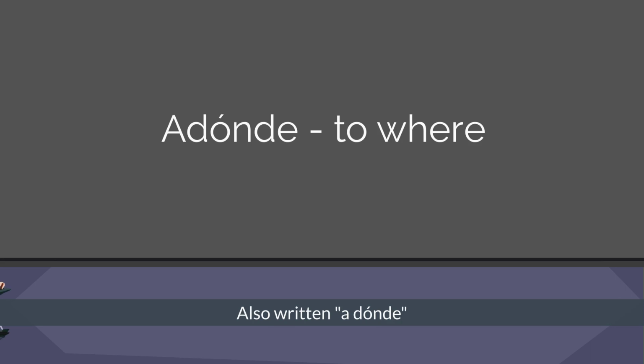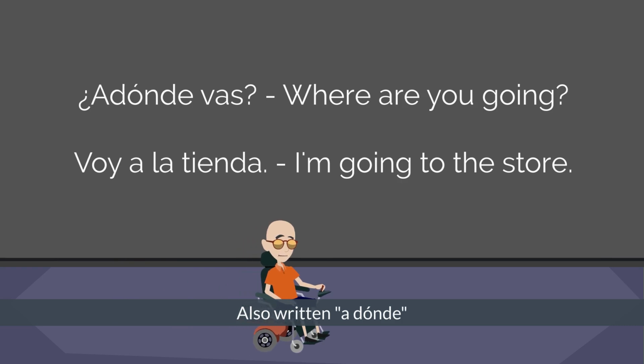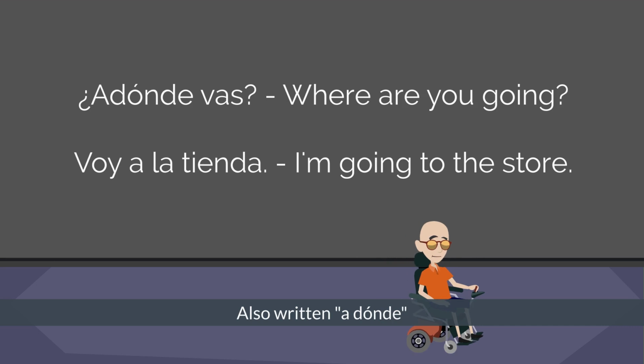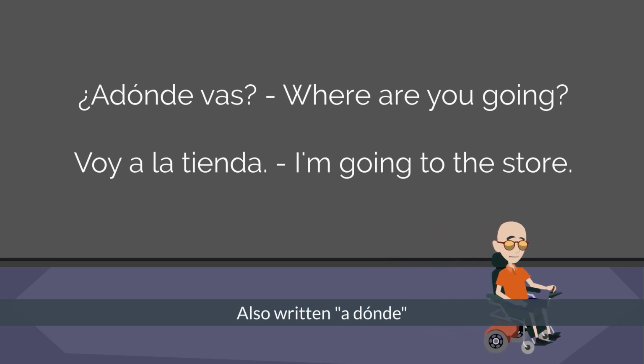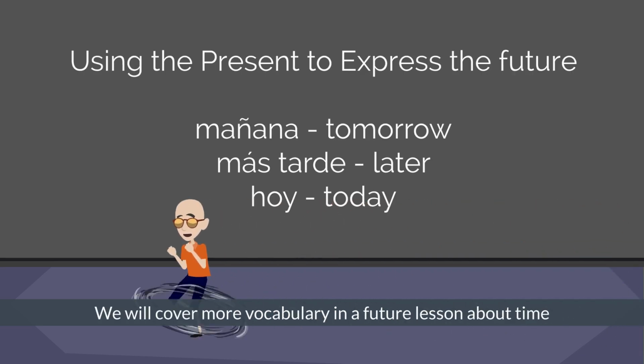Now, if you're going to ask somebody where they're going, you can't just use the word dónde, where. They actually say a dónde, to where. So anytime you have a verb of motion like this, always think a dónde. So if you want to ask someone where they're going, just plug in the verb. ¿A dónde vas? Where are you going? Think of it as where you're going to. That way you'll remember it's a dónde and not just dónde. You could answer something like, I'm going to the store. Voy a la tienda.